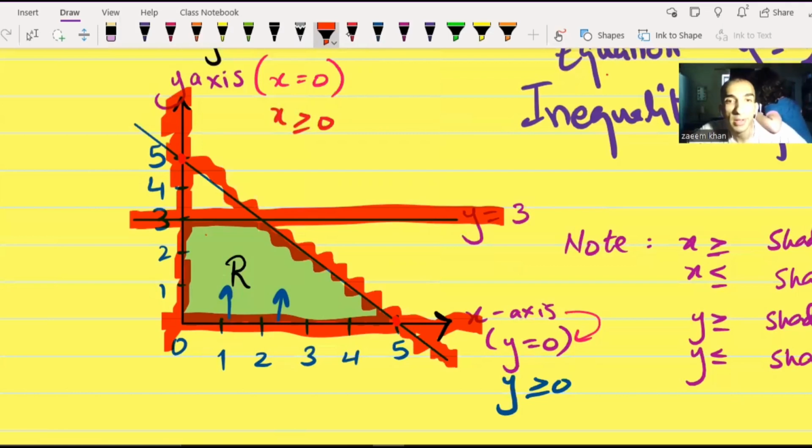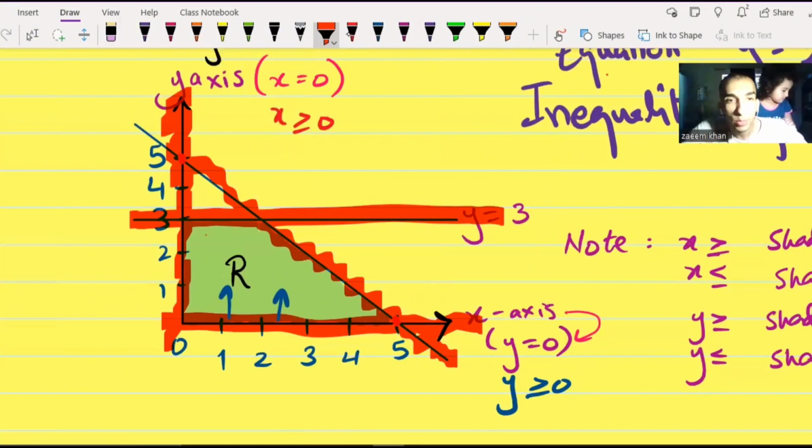Why? Because this is a line which is going diagonally. Whenever we have a straight line, it's very easy to show what that line's equation is going to be. If it's horizontal, it's going to be y is equal to something. If it's vertical, it's going to be x is equal to something. And if it's the y-axis, what's the equation for the y-axis? X equals 0. What's the equation for the x-axis? Y equals 0.